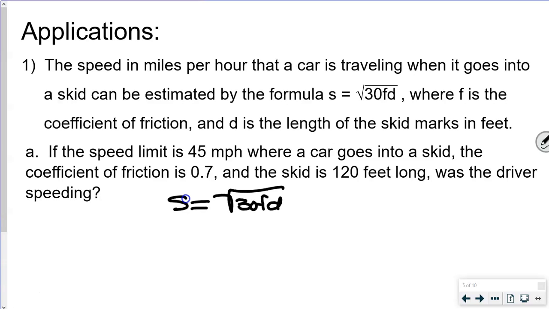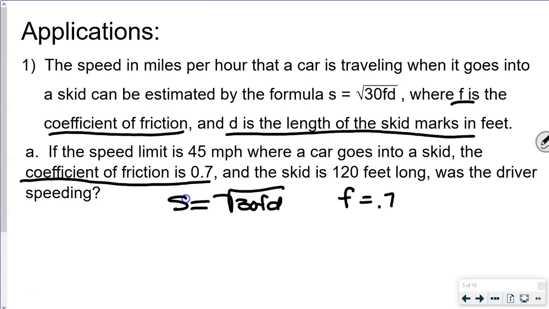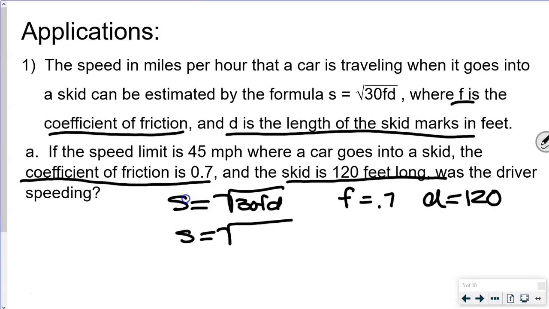So I want to find which variables we have here. It says F is the coefficient of friction, and here it says the coefficient of friction is 0.7. So F equals 0.7. And then it says D is the length of skid marks, and down here it says the skid marks are 120 feet, so D equals 120. So we're going to do S is the square root of 30 times 0.7 times 120, and then we're going to solve for S.